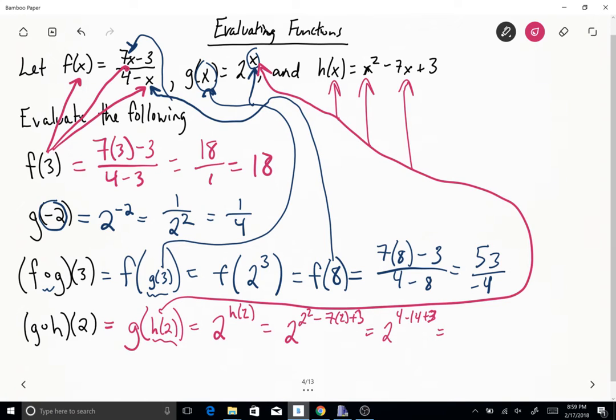So that's negative 10 plus 3, which makes negative 7. And remember, we just talked about how that flips this upside down, so you get 1 over 2 to the 7th. And you might be wondering, how do we do this in our head?